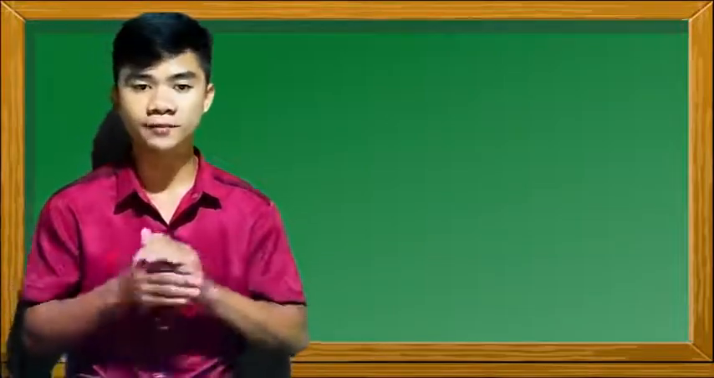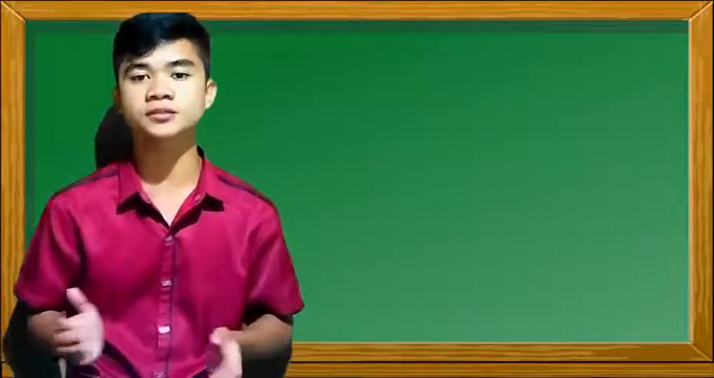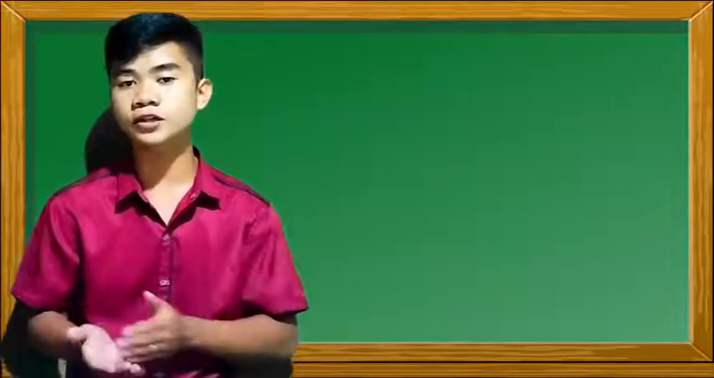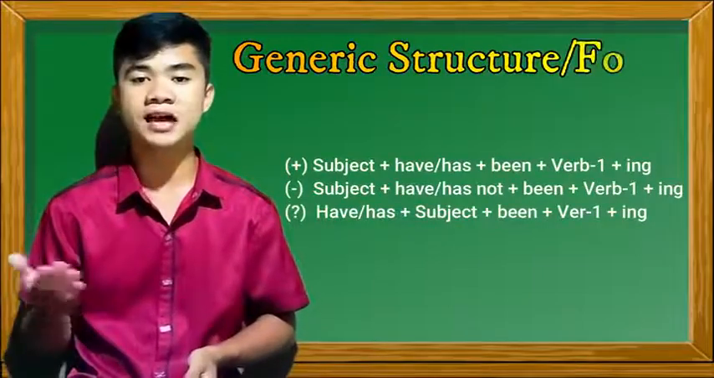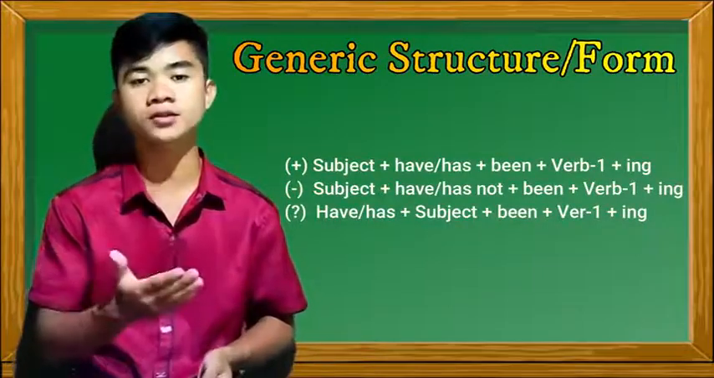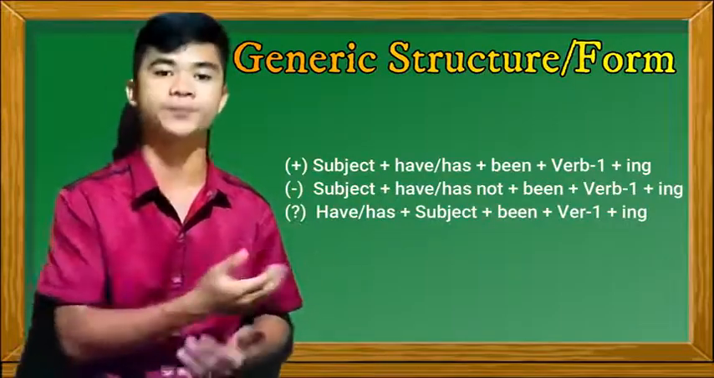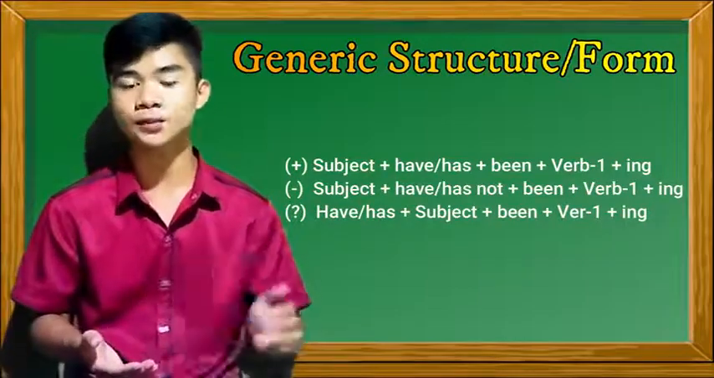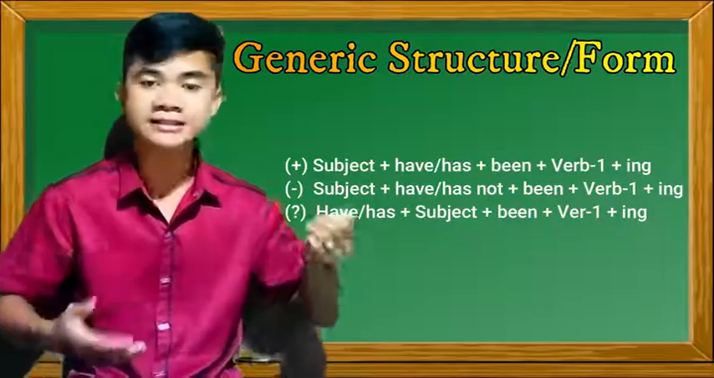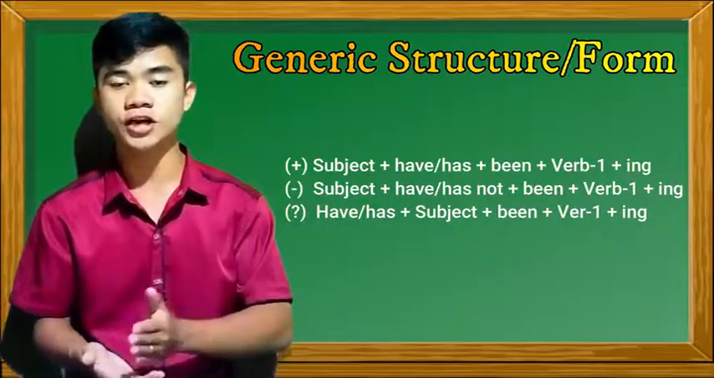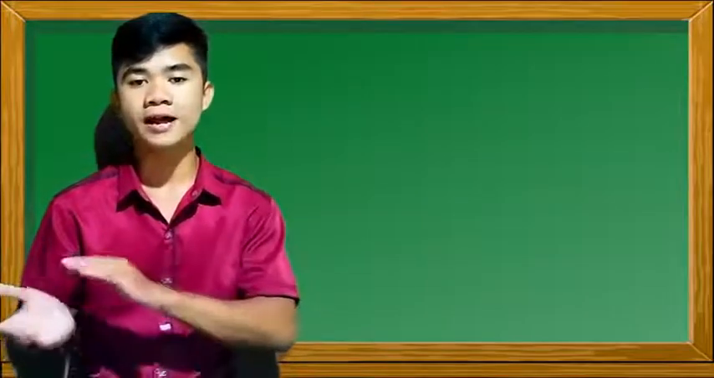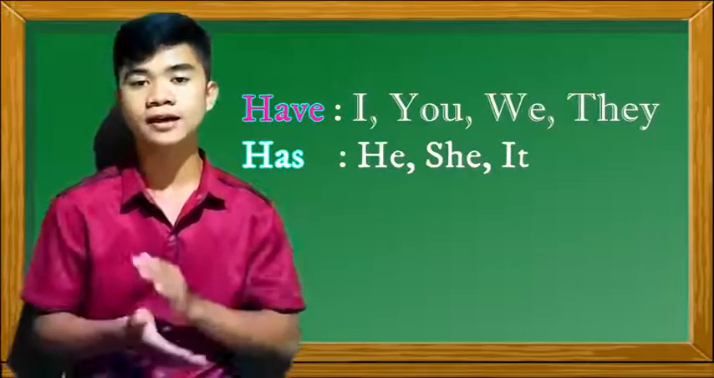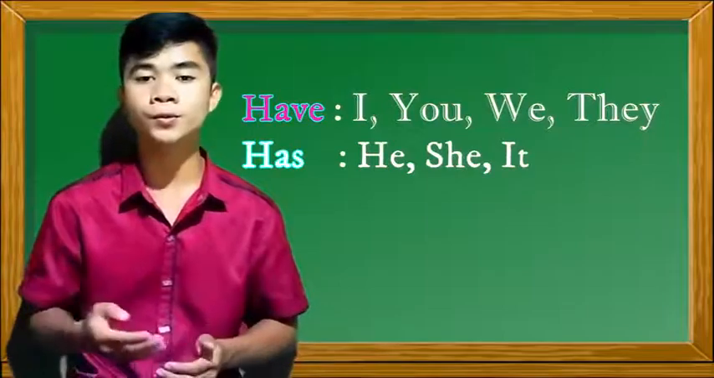Okay, the first is the form of the present perfect continuous tense. What is the general structure of the present perfect continuous tense? The general structure is the subject plus have or has plus been plus verb 1 plus ing. We use verb 1 because these activities happen in the present, while we use ing because the activity is still continuing and not finished. Firstly, we use has for the subjects he, she, and it, while we use have for the subjects I, you, we, and they.